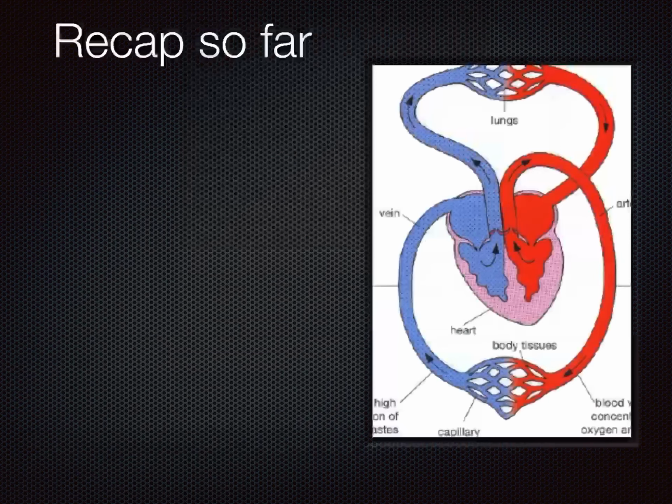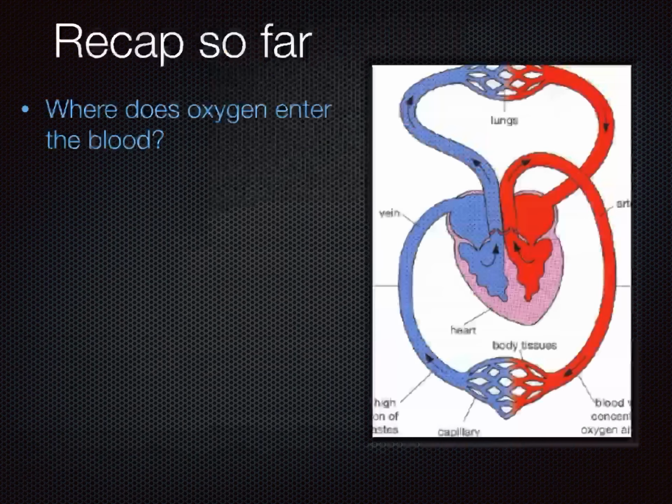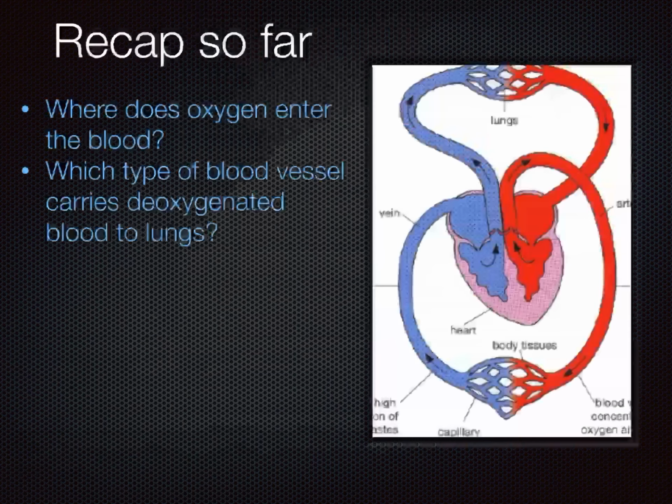The upper loop you can see is the deoxygenated blood going from the heart to the lungs, where it picks up oxygen, becoming oxygenated blood again. So we draw it red again, and it travels back to the heart so it can get pumped around the body and the system can continue. So where does oxygen enter the blood? That's from the alveoli inside the lungs.